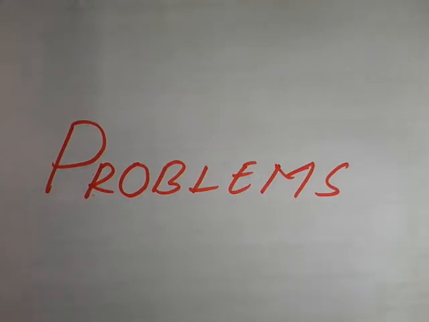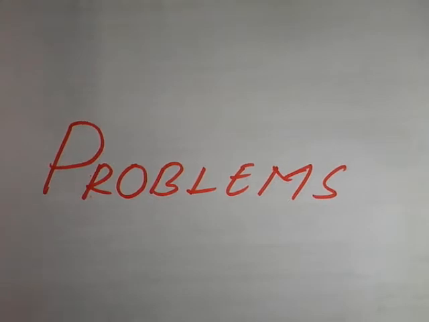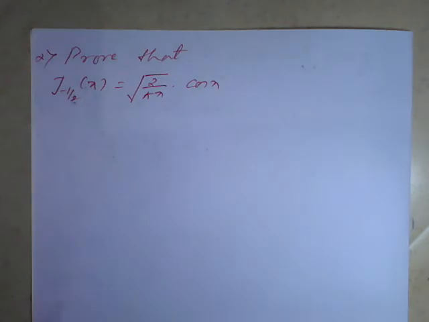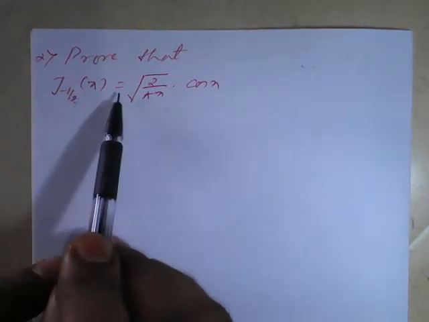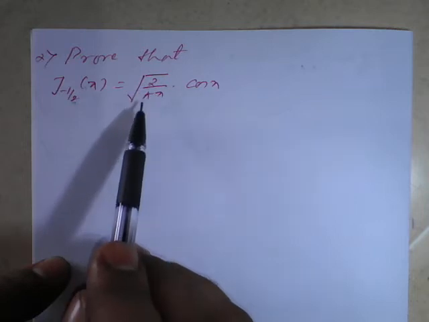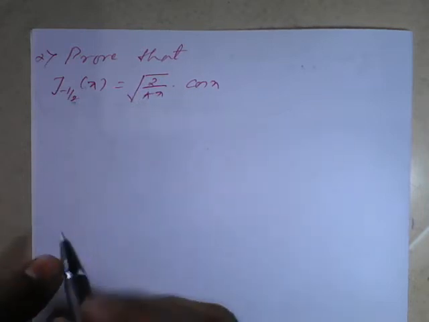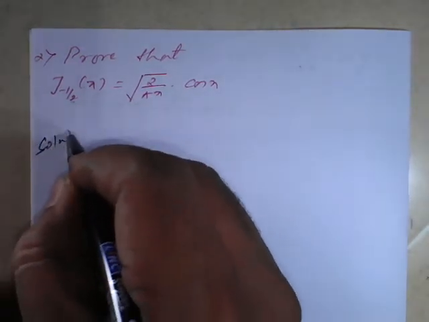In the previous class, we have seen the example of J half of x. Now we'll see the problem based on J of minus half of x is equal to square root of 2 upon pi x into cos x. Solution.